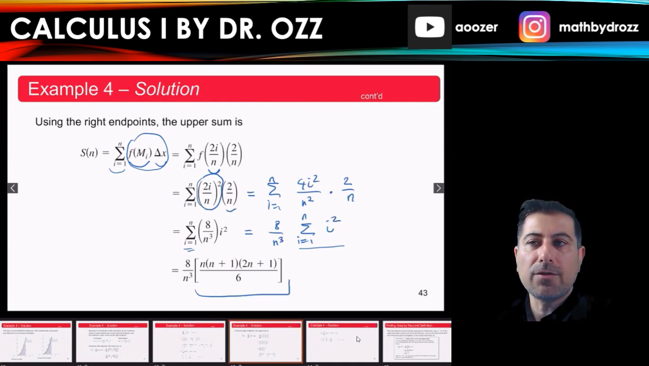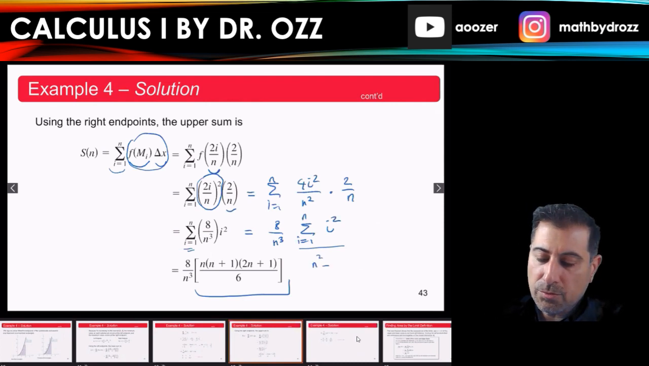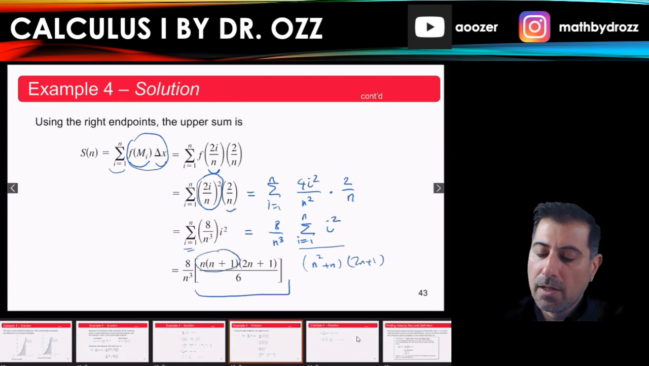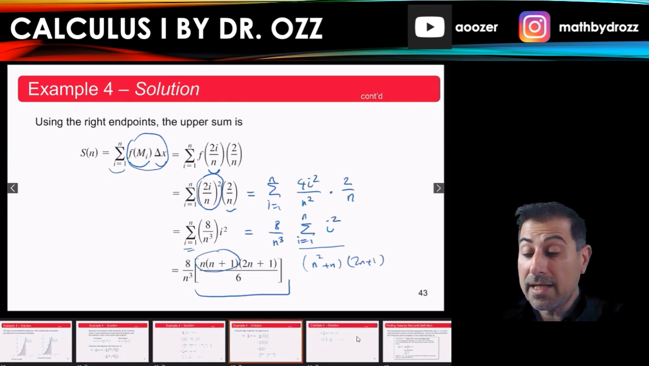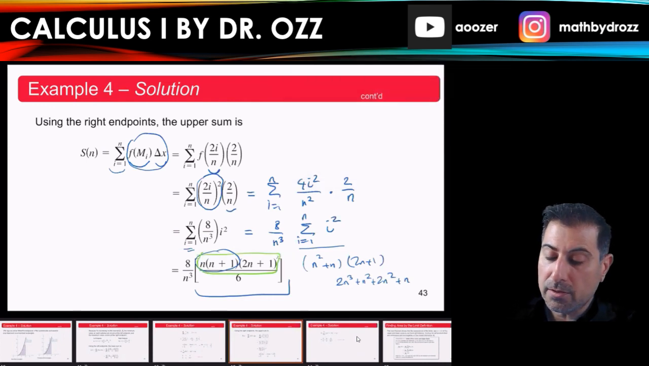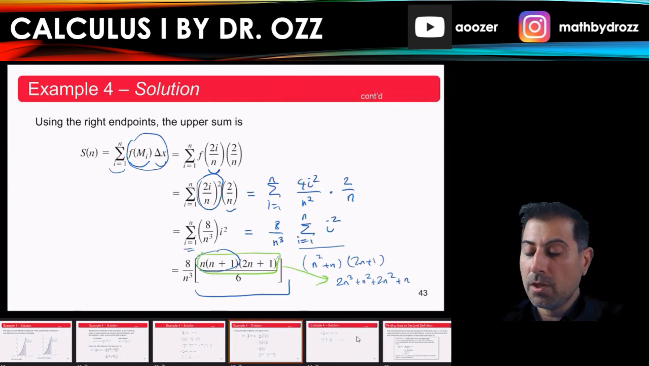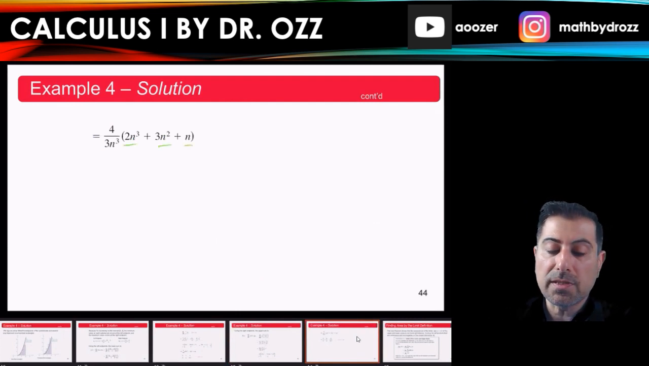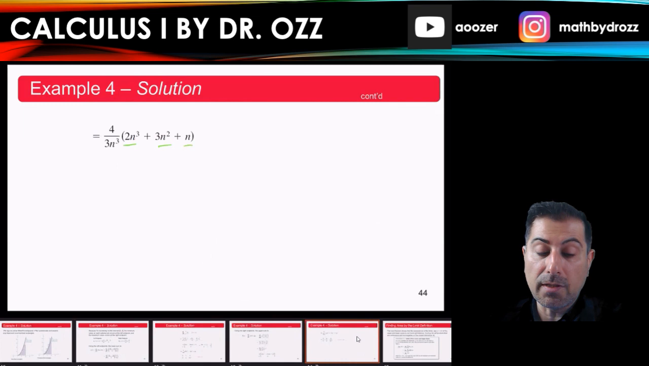Now let's expand this out real quick. So you have n squared plus n, times 2n plus 1. I first expanded these two. And what is n squared times 2n plus 1, plus n times 2n plus 1? Well, 2n cubed plus n squared plus 2n squared plus n, right? So this whole top here is in fact 2n cubed plus 3n squared plus n, divided by 6. So in the next slide, I'm going to write it clean: 2n cubed plus 3n squared plus n, times 4 over 3n cubed.